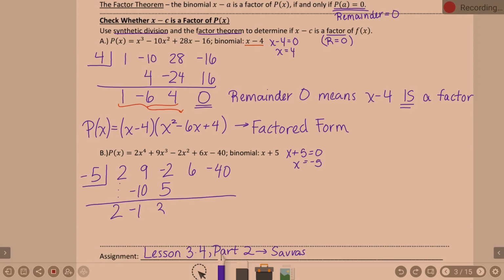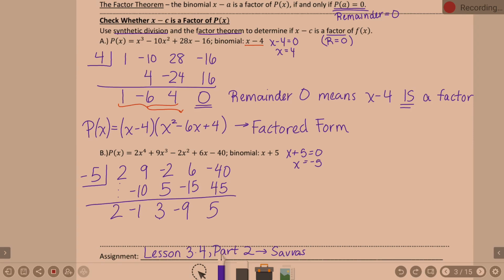And now I'm going to multiply. Negative 5 times 3 is negative 15. Now I'm going to add. 6 plus negative 15? Negative 9. And now I'm going to multiply. Negative 5 times negative 9 is 45. And we're going to add. Negative 40 plus 45? 5.